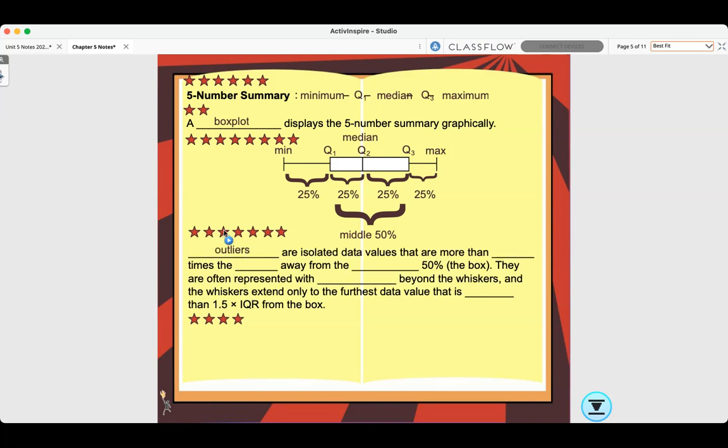Outliers are isolated data values that are more than 1.5 times the IQR away from the middle 50%. They are often represented with asterisks beyond the whiskers, and the whiskers extend only to the furthest data value that is less than 1.5 times the IQR from the box. So this would be an example. Here I have Q1, IQR, and Q3. These would be examples of outliers because this is 1.5 times the IQR.